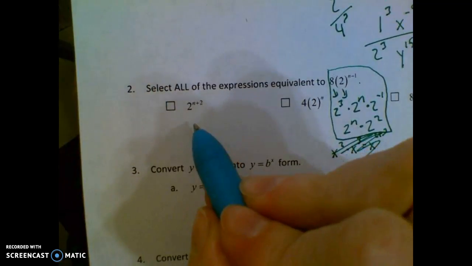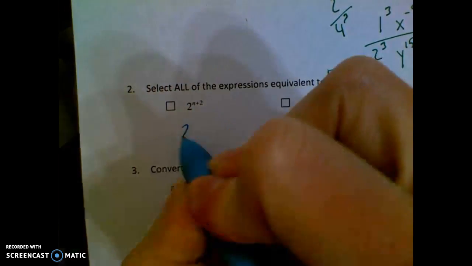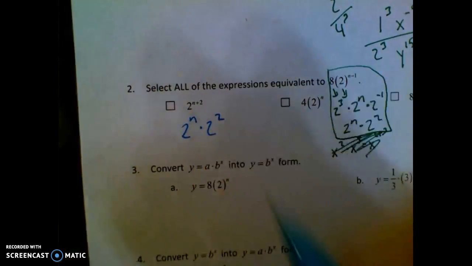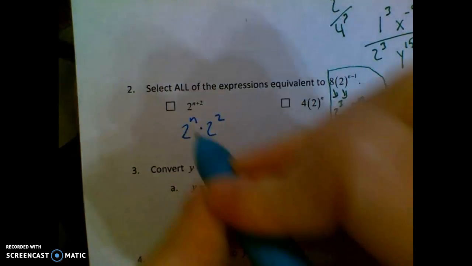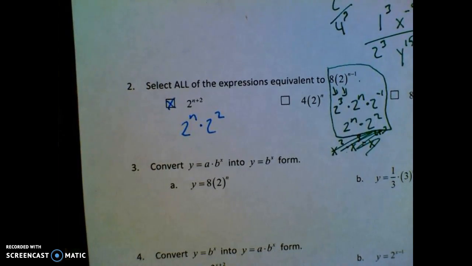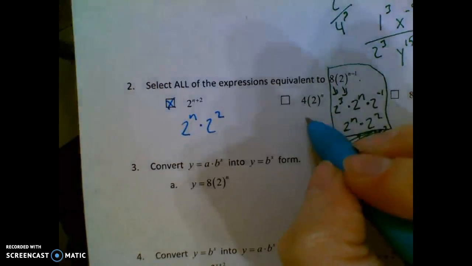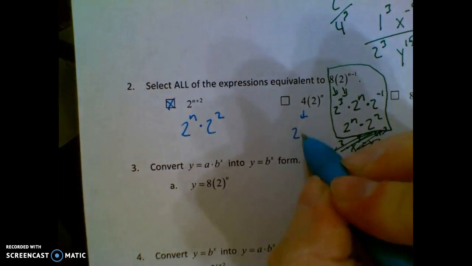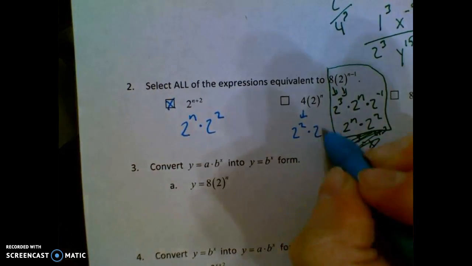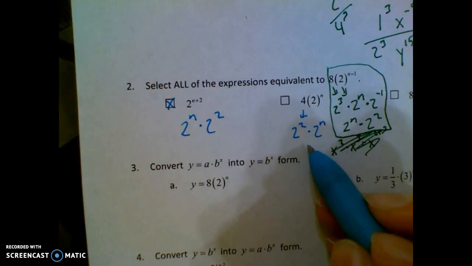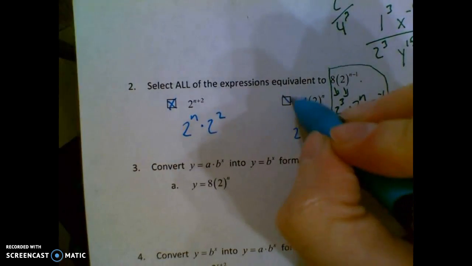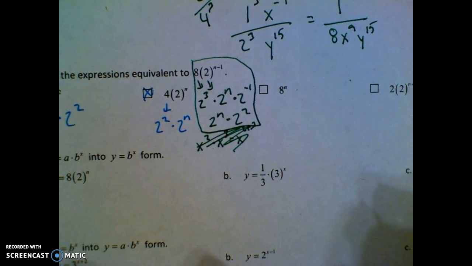Okay, this one we just said we can break apart, so that's going to be 2 to the n and 2 squared. That is exactly what we just got, so that guy is an answer, that's equivalent. All right, 4 is 2 squared, and 2 to the n is still 2 to the n. 2 squared and 2 to the n, exactly what we just got. Same exact thing.